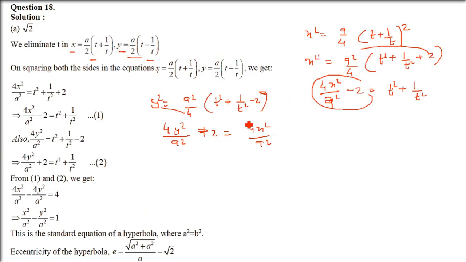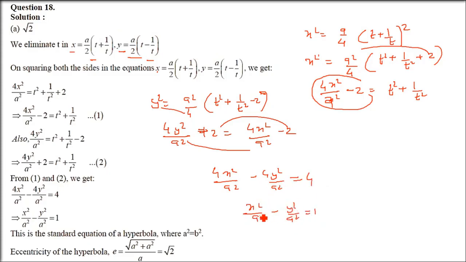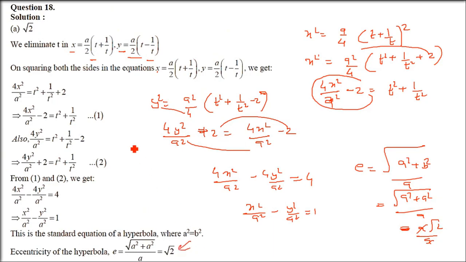Then you can take the x square and y square terms together and the constant term on one side. So 4x square by a square minus 4y square by a square equals 2 plus 2, which is 4. Now divide both sides by 4. So you get x square by a square minus y square by a square equals 1. So you have a square and b square equal because both are a square. Eccentricity will be root of a square plus b square, by a. So a square and b square is a square plus a square, that is 2a square. So it will be root 2a in the numerator, and a is in the denominator, a gets cancelled. Only root 2 will remain.